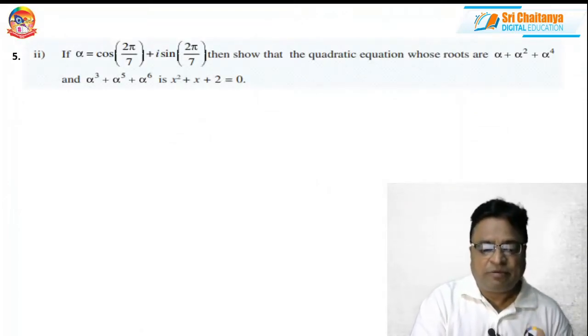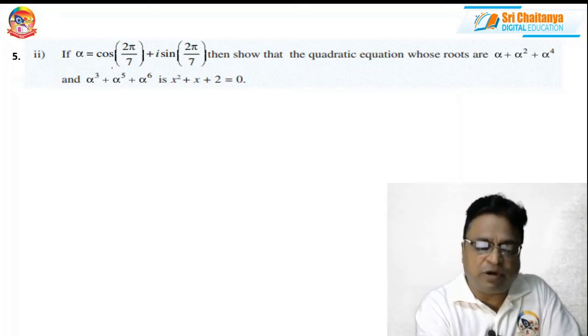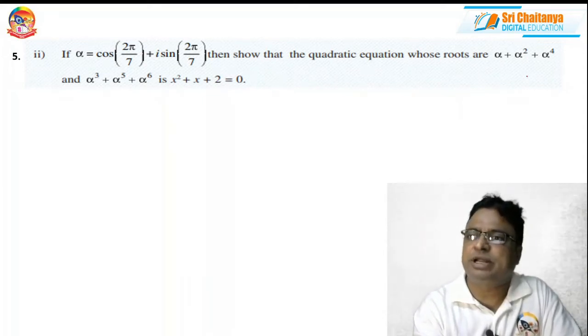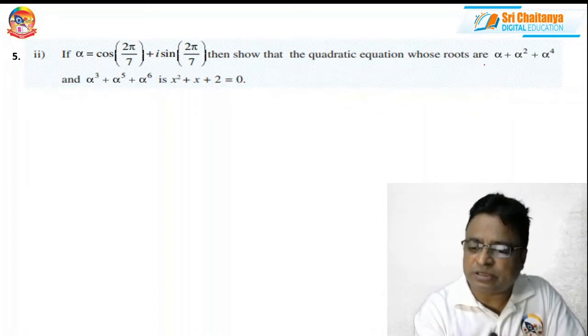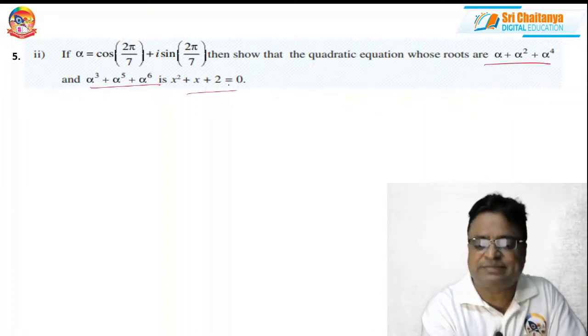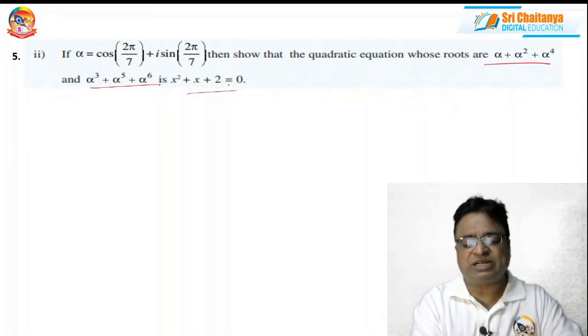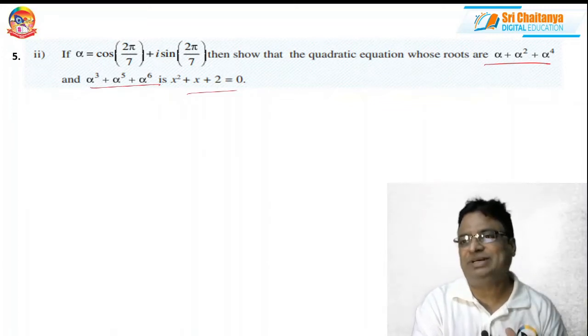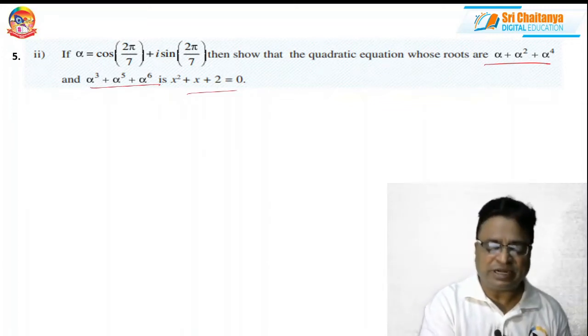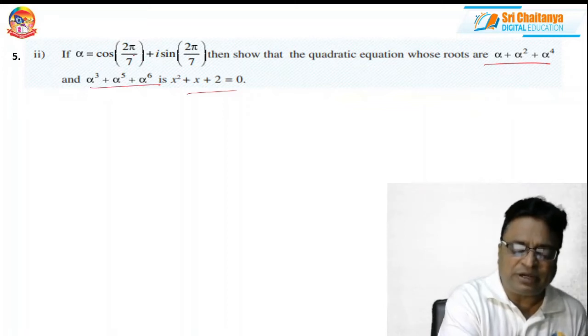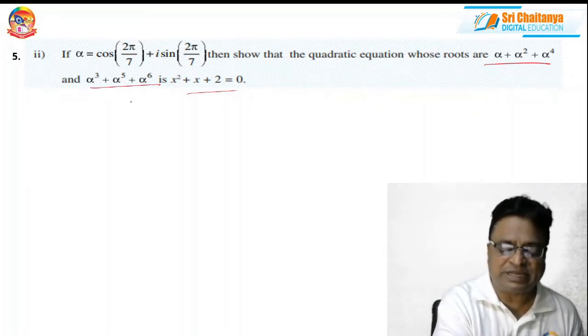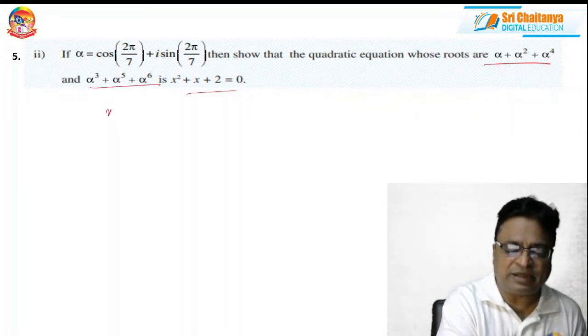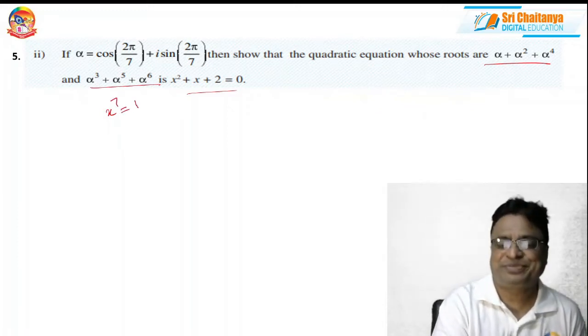If you read the question properly, alpha equal to cos 2 pi by 7 plus i sin 2 pi by 7, show that the quadratic equation whose roots are this one and this one is this. It is just like the above question. That means while looking at cos 2 pi by 7 plus i sin 2 pi by 7, immediately in your mind you will get the idea that this is about seventh roots of unity.